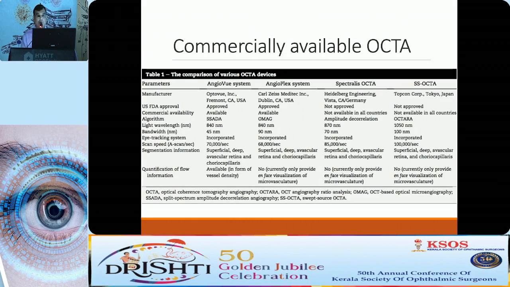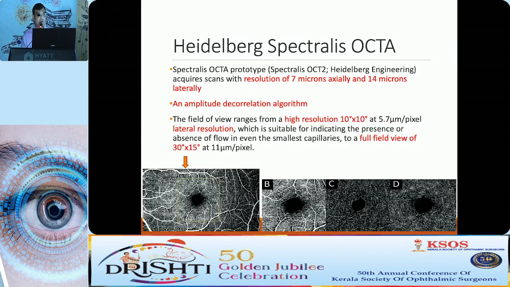So these are the commonly available OCTA machines in the Indian market. SSOCT, as Dr. Jyoti has told, is very good since the wavelength of light used is 1050 nanometers, so it goes to very deep penetration, but resolution is definitely more in spectral OCTA, Heidelberg OCTA. We are using Heidelberg OCTA, so I'll be showing images of that only.